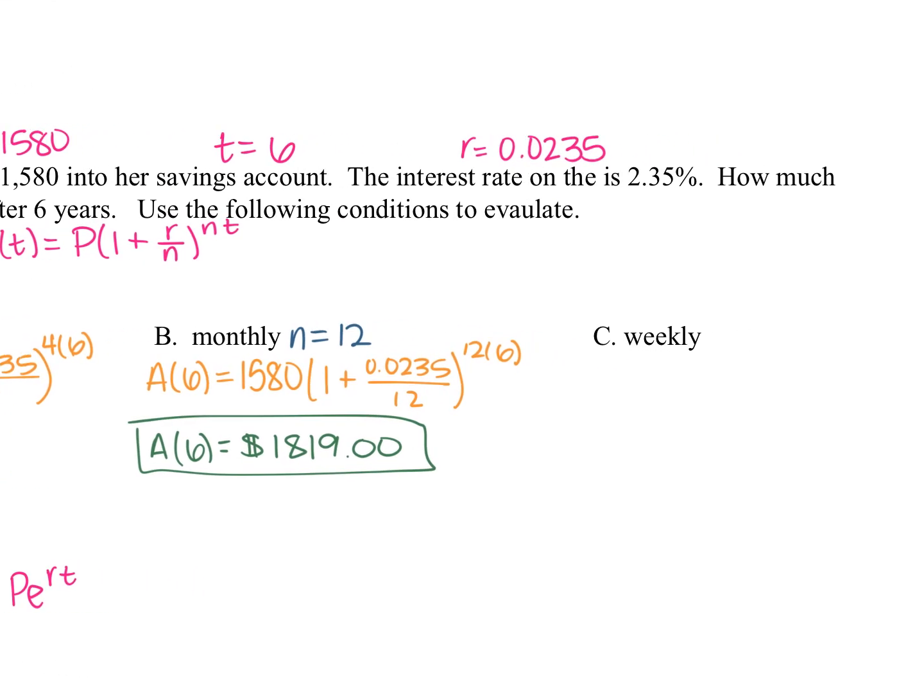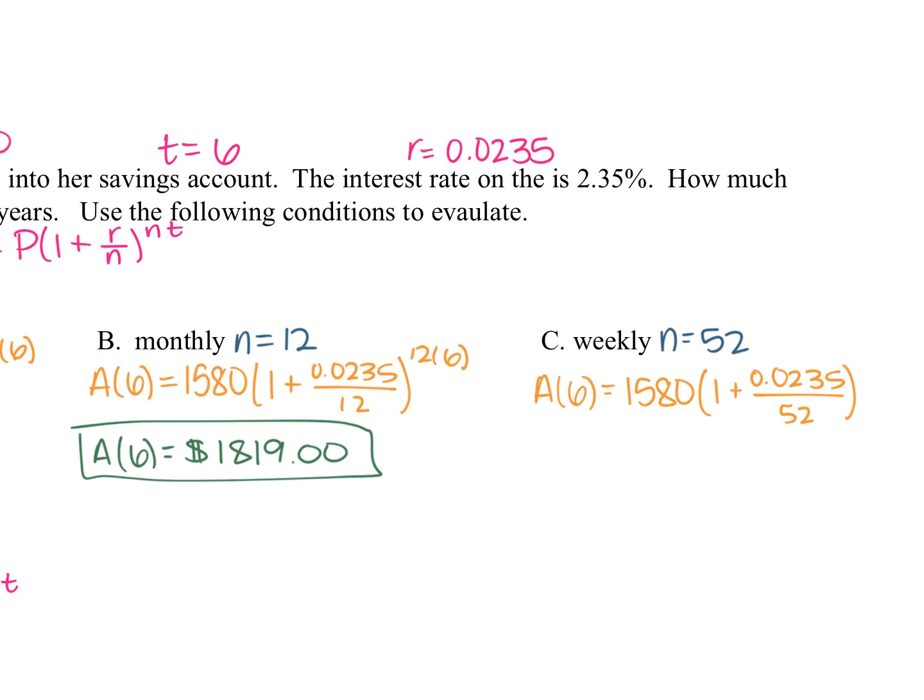For example C, we have weekly. There's 52 weeks in a year, so that means that N is going to equal 52. Plugging this all in, we get A of 6 is equal to 1580 times 1 plus 0.0235 over 52 to the power of 52 times 6. So again, plugging this all into your calculator, hitting that enter button and rounding to the second decimal place, you should get that A of 6 is equal to $1,819.19.